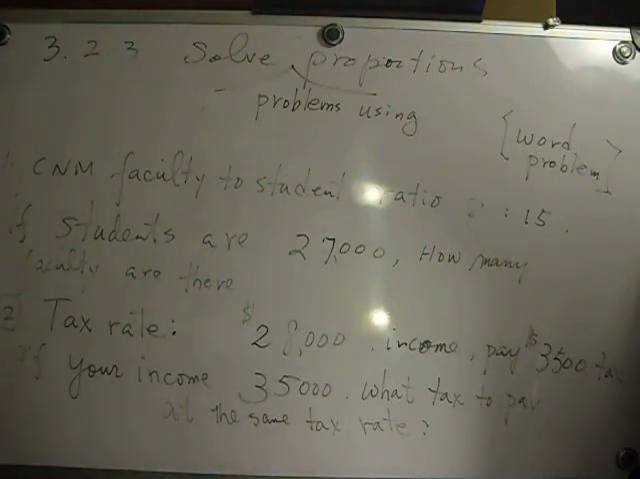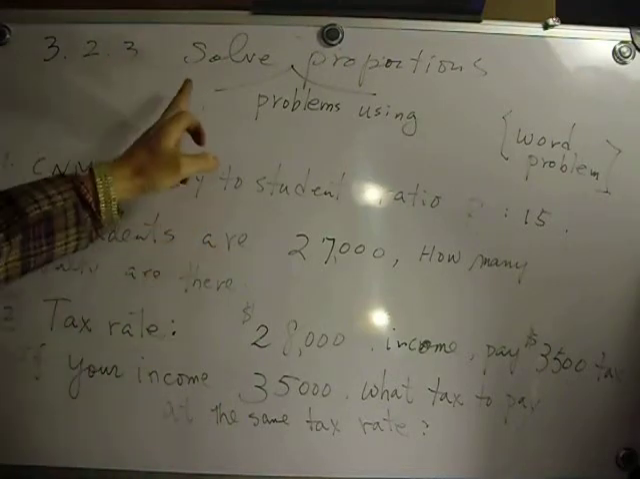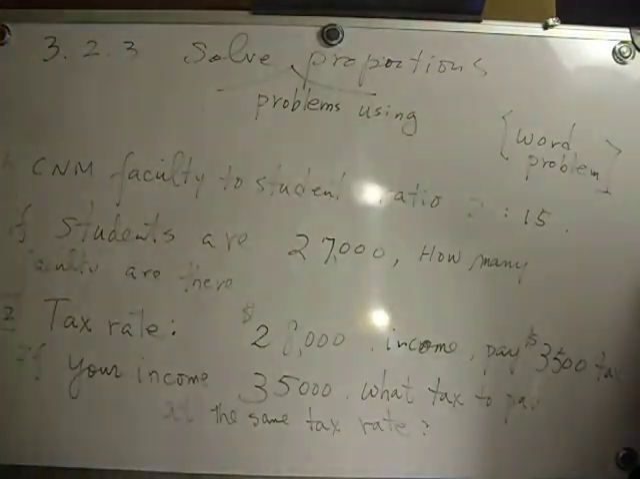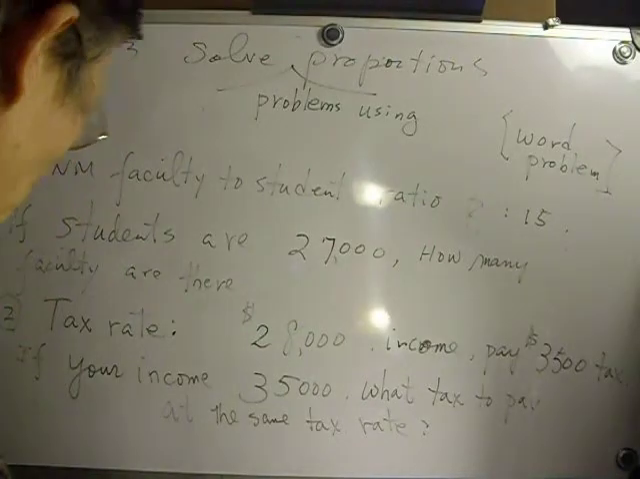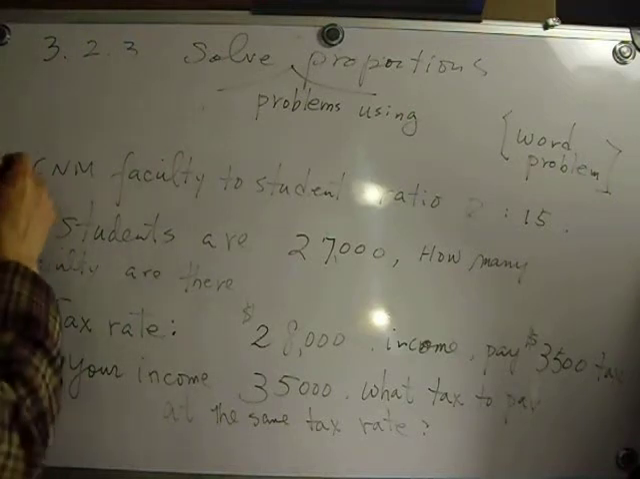Okay, now we are in the last section of 3.23. This time we're solving a problem using proportion. Obviously this is about a word problem. So there are two problems here. I just made that myself.